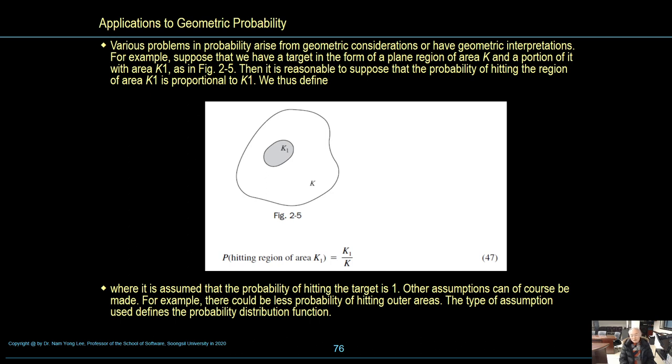Other assumptions can of course be made. For example, there could be less probability of hitting outer areas. The type of assumption used defines the probability distribution function.